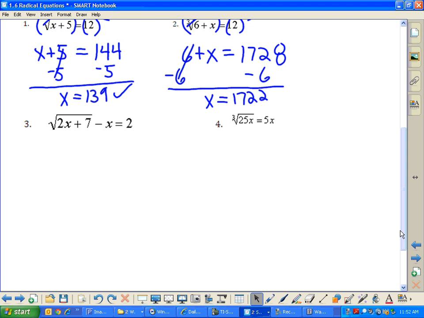On number 3, though, do you see how that radical is not by itself? There's a minus x, specifically, keeping it company. So this is where step 1 comes into play. The radical is not isolated because there's something else along with it on the same side of the equal sign. So to isolate the radical, you've got to get rid of that stuff.